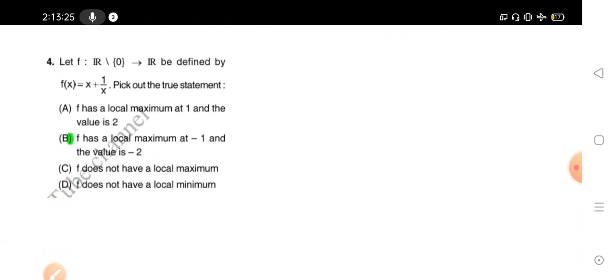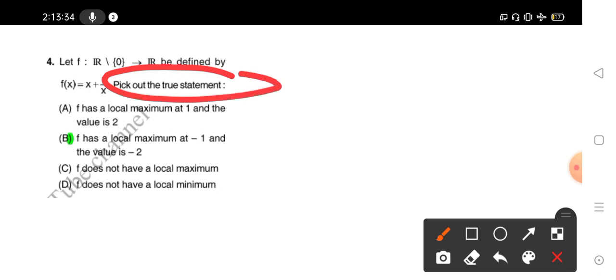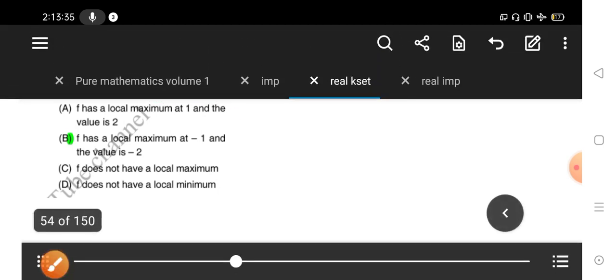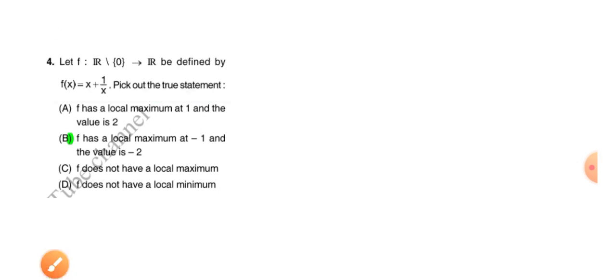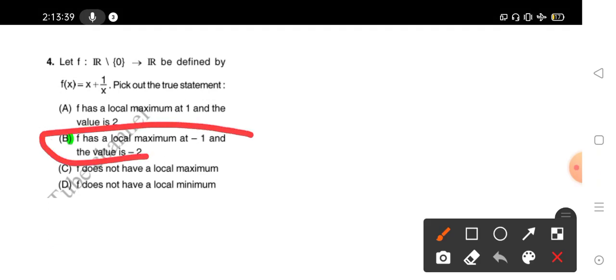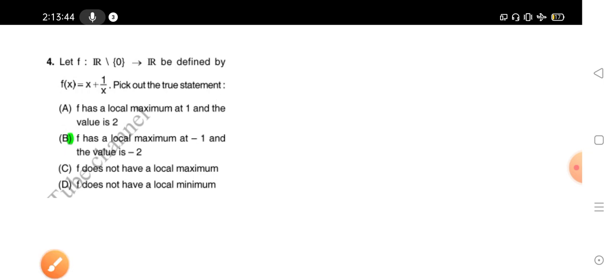Next question. Let f from R minus {0} to R be defined by f of x equal to x plus 1 upon x. Pick out the true statement. That is a true statement: f has a local maximum at minus 1 and the value is minus 2. Option B is correct.